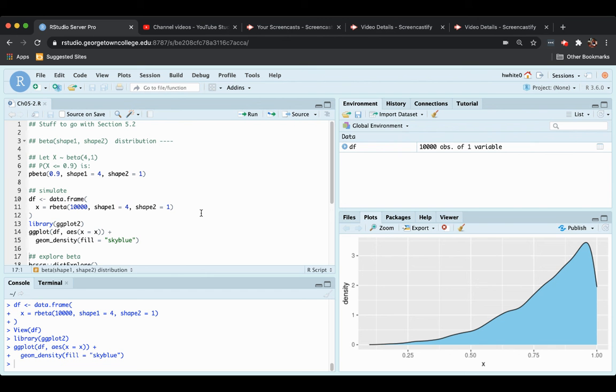Hey, what might some other betas look like? Let me just sort of change this around. What if this were like shape1 is 1 and shape2 is 4?